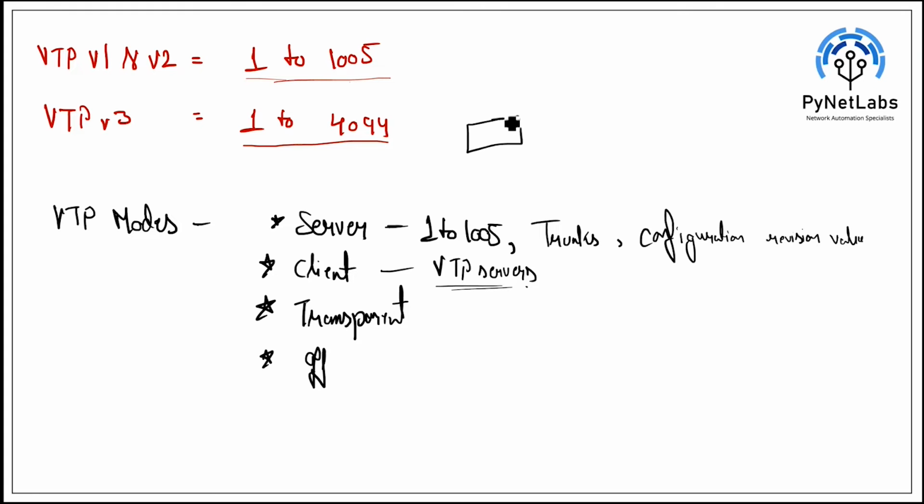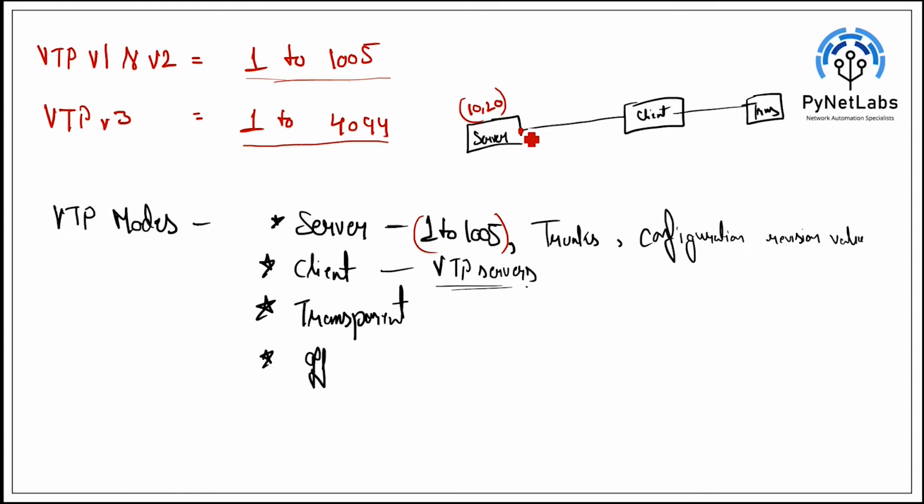Whatever VLANs you have created on the VTP server, the client is going to use. For example, we have three switches: this is the server switch, this is the client switch, and this is the transparent switch. Now on this server switch, if you have created VLAN 10 and 20, from the range 1 to 1005 you can configure any VLAN here. The client is not able to create, modify or delete the VLANs. It simply accepts the VLANs from the server.